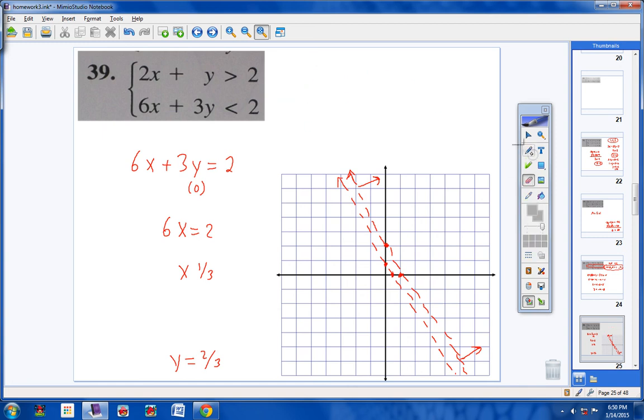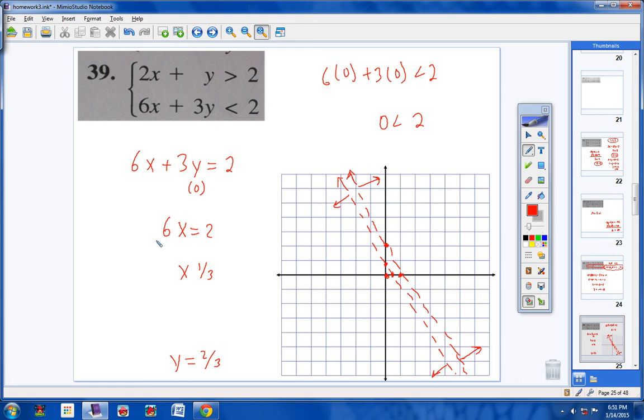So let's go ahead and see where we're going to shade on the second line. Let's go ahead and test 0, 0. So here we go. I have 6x. 6 times 0 plus 3 times 0 is less than 2. Well, 6 times 0 is 0, 3 times 0 is 0, 0 plus 0, 0, 0 is less than 2. That's true. So, this point right here is true. So you're going to want to shade where that point is.